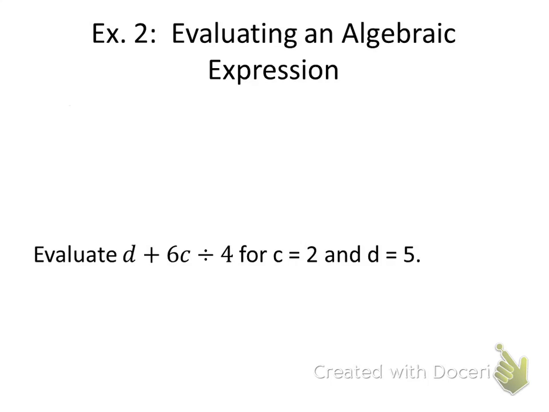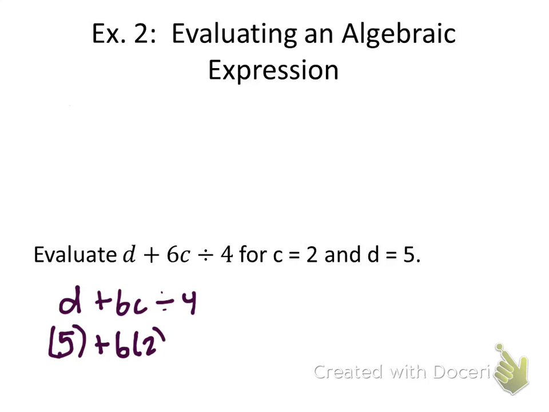Example 2, same example. We start off, rewrite the expression d plus 6c divided by 4. Substitute. For c we're going to put 2, and for d we're going to put 5. So d becomes 5. Close parentheses, plus 6 times c, c is 2, divided by 4.